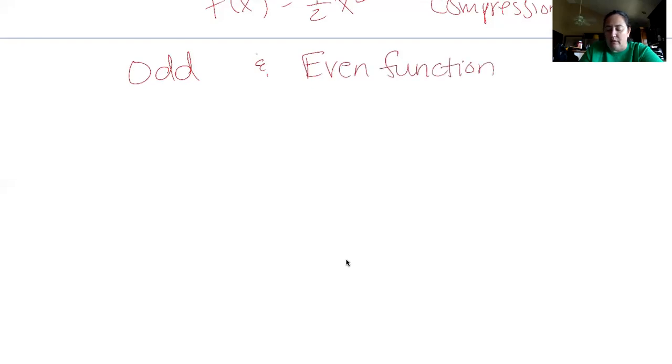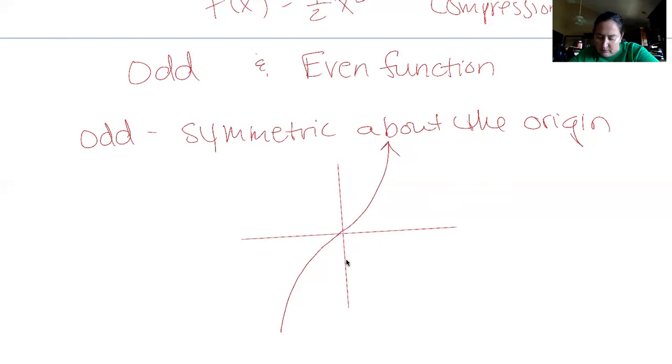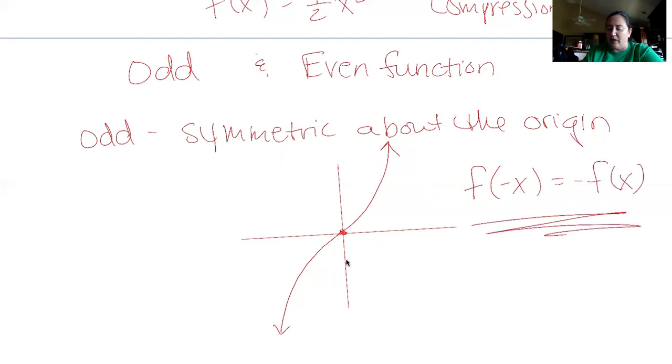So if we're dealing with odd and even functions, let's start with odd. An odd function is symmetric about the origin. What I mean by symmetric about the origin, if you think in terms of a cubic function, if we look at just our basic cubic function, it goes through the origin, that would be symmetric about the origin. What has to be true then is f of negative x has to equal negative f of x. That always has to be true if we have odd functions.